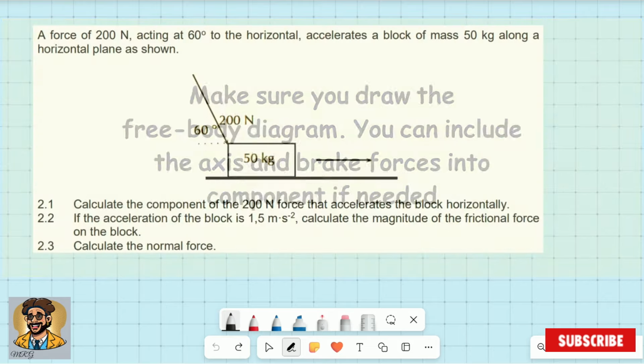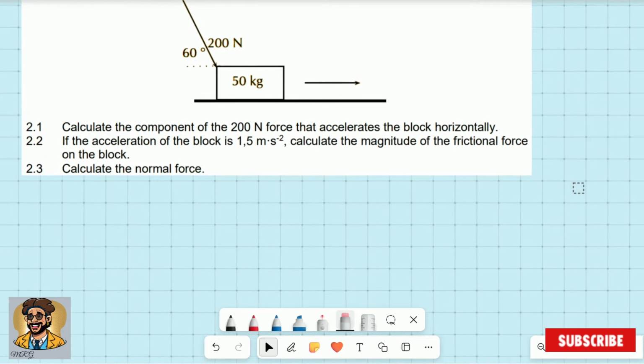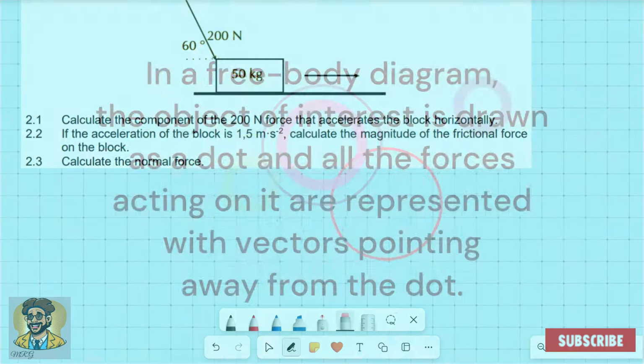Okay. This question says a force of 200 Newton, it is in the picture, so I don't have to write the data. It's there. Acting at 60 degrees to the horizontal, accelerates a block of mass 50 kilograms along a horizontal plane as shown. Calculate the components. But before that, I said we must try to do the free body diagram. So let's begin by drawing the free body diagram.